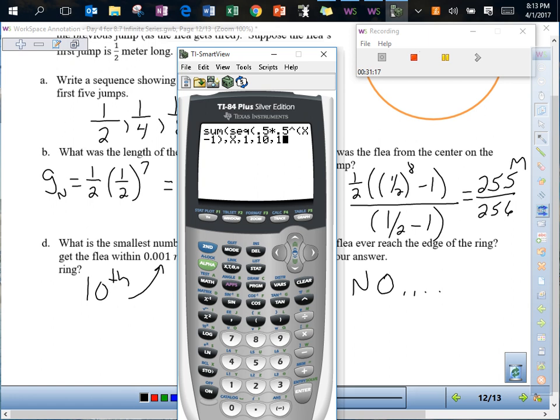Okay. So guys, I'll do it on the next one also. So we went second stat, over to math, down to sum, second stat, operation sequence, and then what goes? Your formula, and then an x, a 1, the number of terms you want to sum up, and then a 1. And guys, when you hit enter, there's that 0.999 number that we just had. Okay. I'm going to do it again on number 14 so you can see it again.